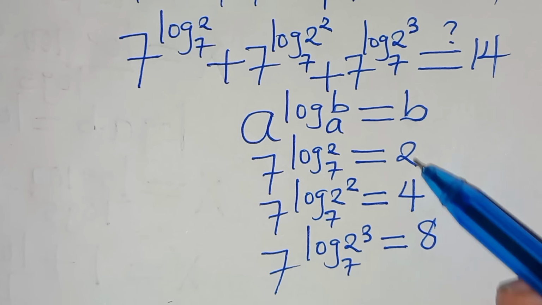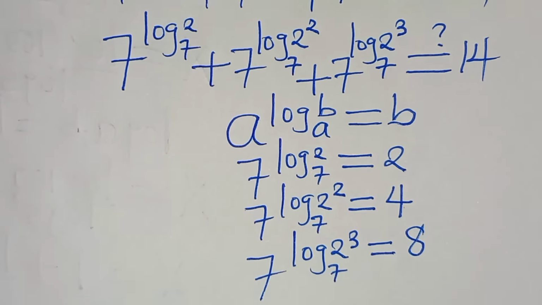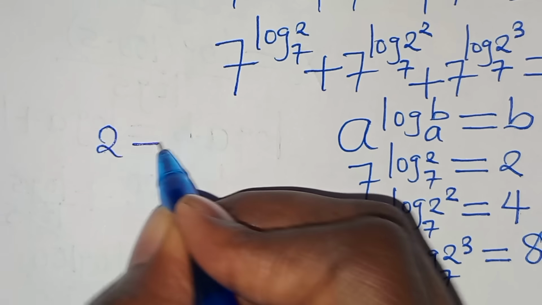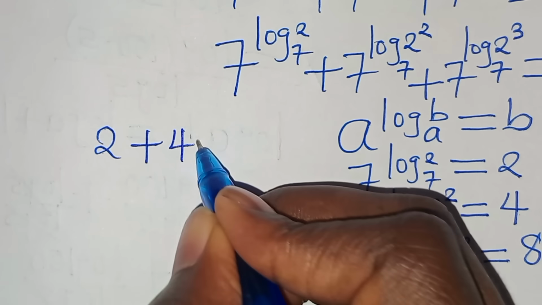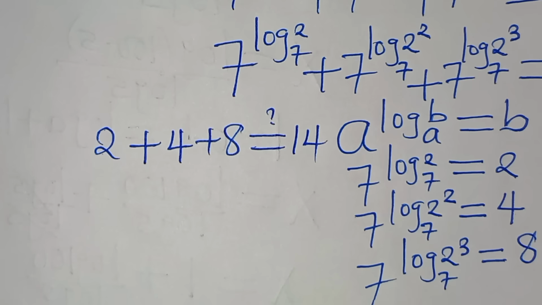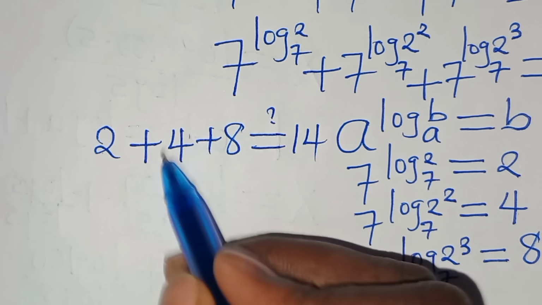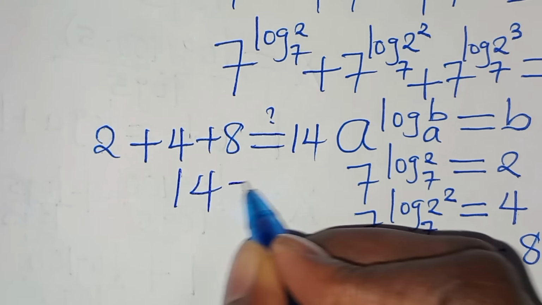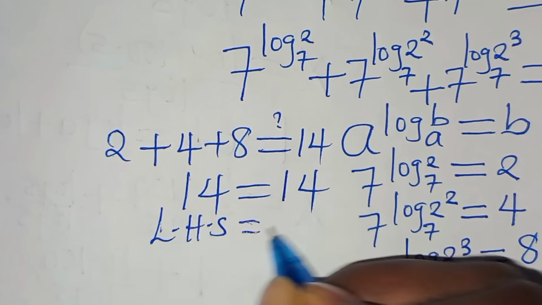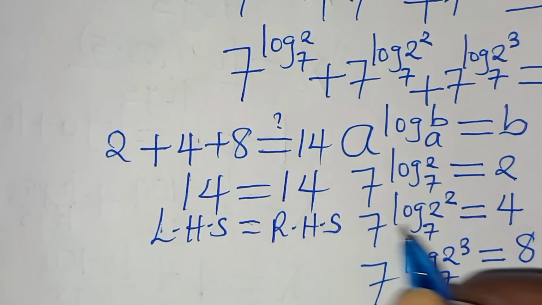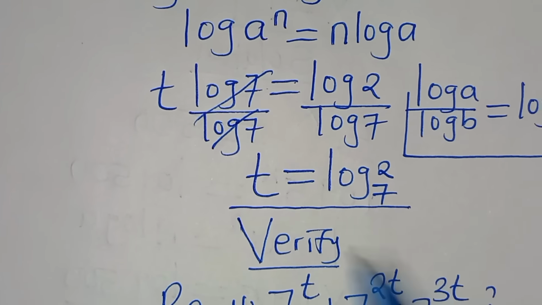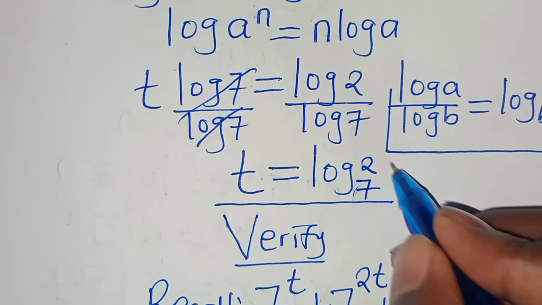So let's substitute 2, 4, and 8 into this equation here. So this implies we have 2 plus 4 plus 8. This should give us a value of 14. Okay, so 2 plus 4 is 6, plus 8 is 14, which is equal to 14. So the left-hand side is equal to the right-hand side. And this affirms that the value of t, which is equal to log 2 to base 7, actually satisfies the equation.